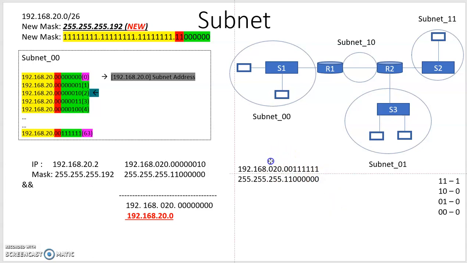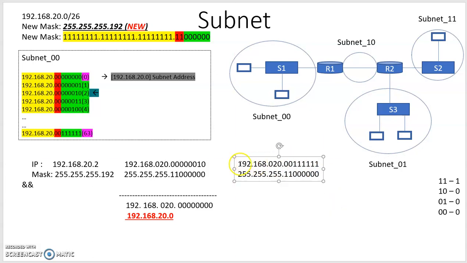So this is a different IP address. What IP address is this? 192.168.20.63. So that's the IP address, and then this is the subnet mask. And if we perform this binary AND operation, what do we get?